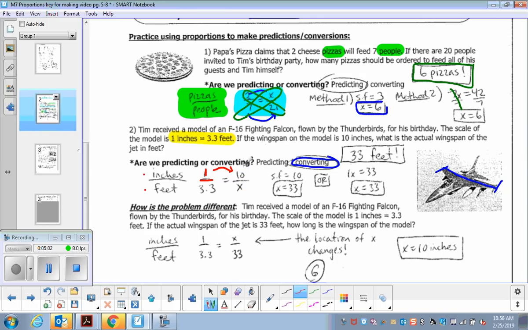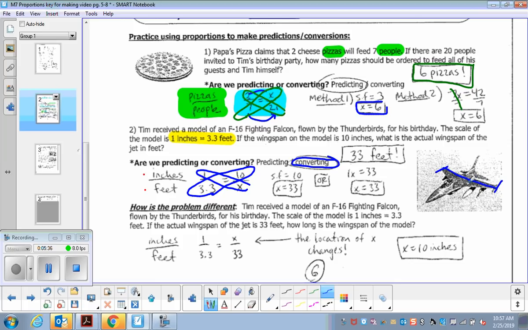Now, this proportion has been set up, and we can identify the scale factor of 10. 1 times 10 is 10, so 3.3 times 10 would be 33. Or, if you don't want to worry about the scale factor method, you can cross multiply and divide. And so here we're going to multiply 1 times x, and that's 1x, and 3.3 times 10 is 33, and then obviously 1x is just x, so we get that the actual wingspan would be 33 feet across in real life.